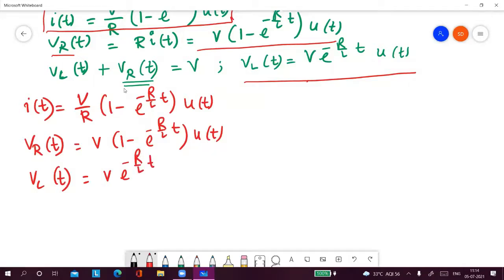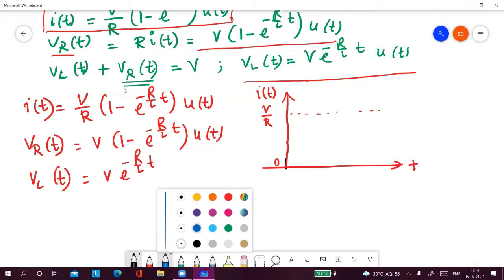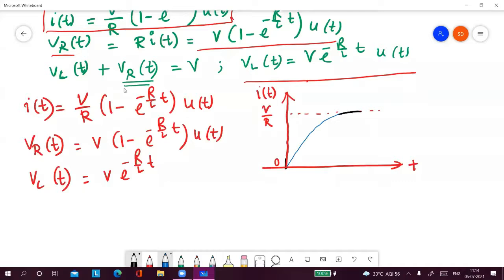All right, now we can sketch this response. What will be the nature of the current response? We know the current, this is the current i(t). Now, when time t equals 0, the current value is 0, and when time t equals infinity, the current is V by R. That means if we sketch the response, the nature of the current response will be this. Right? This is the nature of the current response.